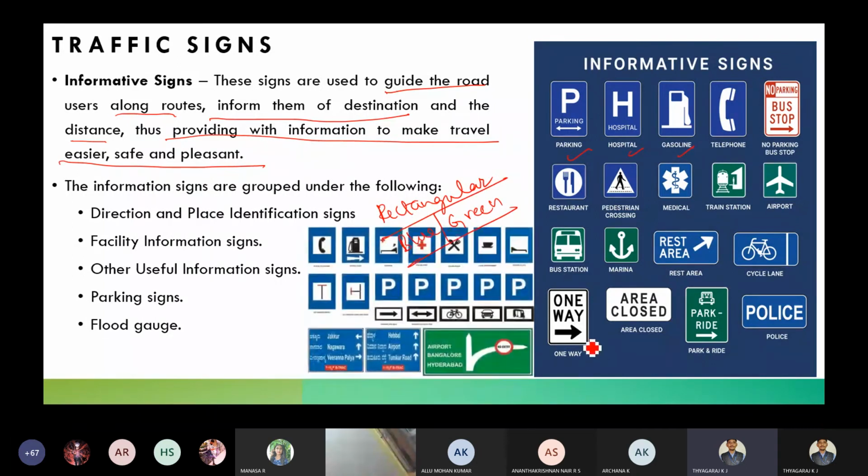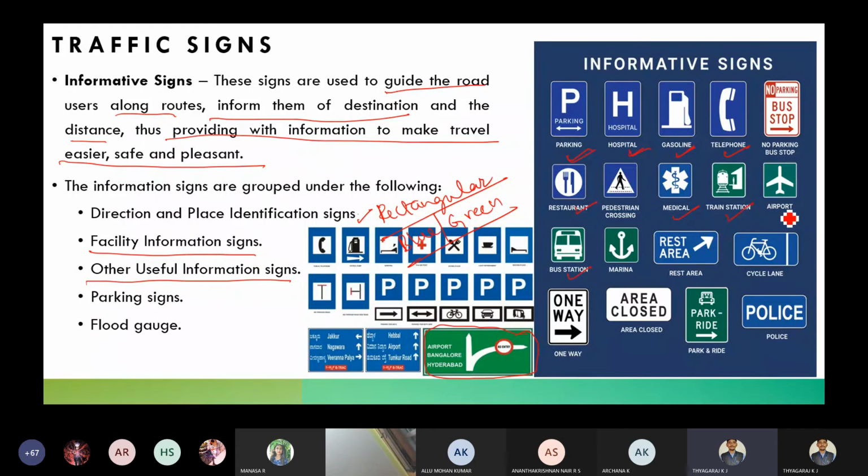You can observe that in Karnataka, we are following these informative signs. You can observe the direction indication, and direction and place indication signs, which are used as informative signs. Then a facility information sign, that is hospital, petrol pump, telephone, restaurant, all medical. These are the facilities available on the road, which will be indicated using these informative signs. And other useful information signs like parking: if there is any parking area, we can easily find that parking. Then a bus station: if there is a bus station nearby, they are going to indicate it.